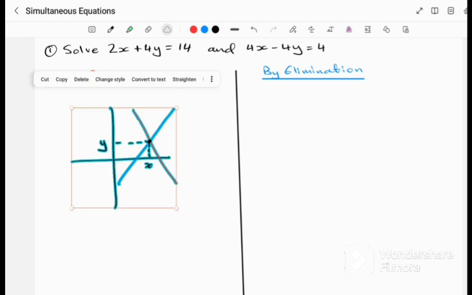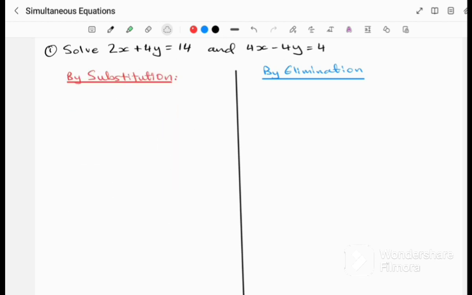We have two methods we can use. We can use substitution or elimination. Let's go ahead and see how to use them both. Let's start with substitution. So we're given 2x plus 4y is equal to 14 and 4x minus 4y is equal to 4. This is equation 1 and this is equation 2. We can start with either 1 or 2. Let's go ahead and use 1 first.